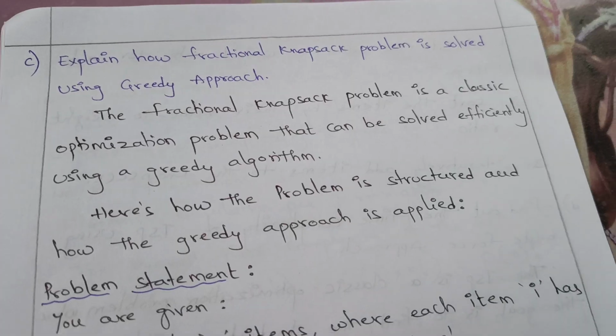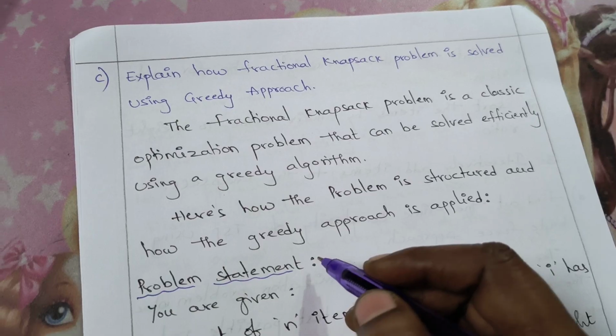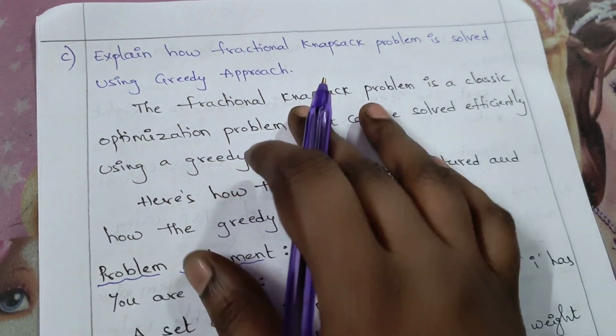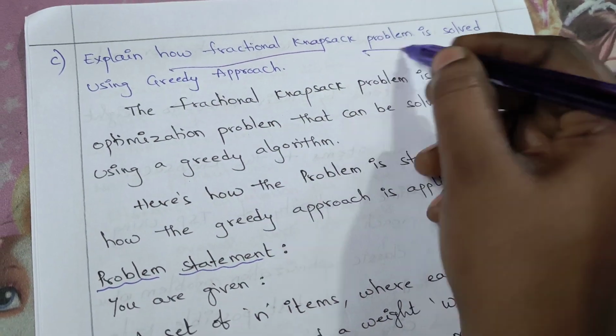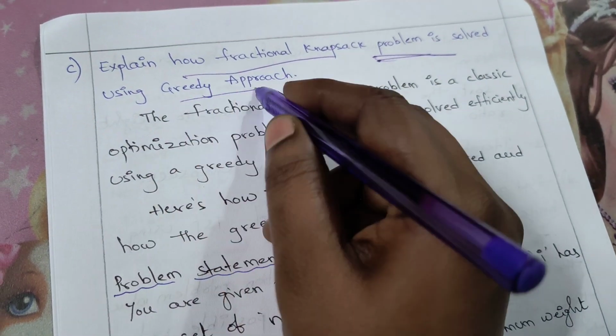Now, this is the C question, that means the third question in the question paper. That is, explain how the fractional knapsack problem is solved using the greedy approach.